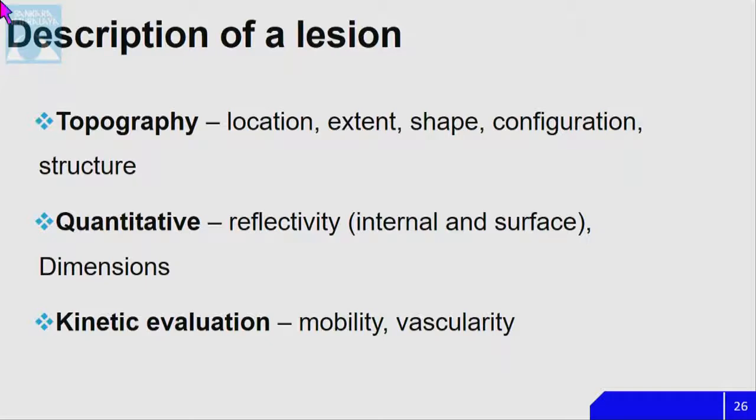When we describe any lesion, we describe it in terms of topography, which means location, extent, shape, configuration, and structure. Then comes the quantitative evaluation, which is actually the A scan, wherein we talk about reflectivity, high or low reflective, then dimensions, measurements, and the distances between structures. Kinetic evaluation is mainly assessment of mobility and vascularity. So any lesion or structure, normal or abnormal, we should describe in terms of topographic, quantitative, and kinetic evaluation.